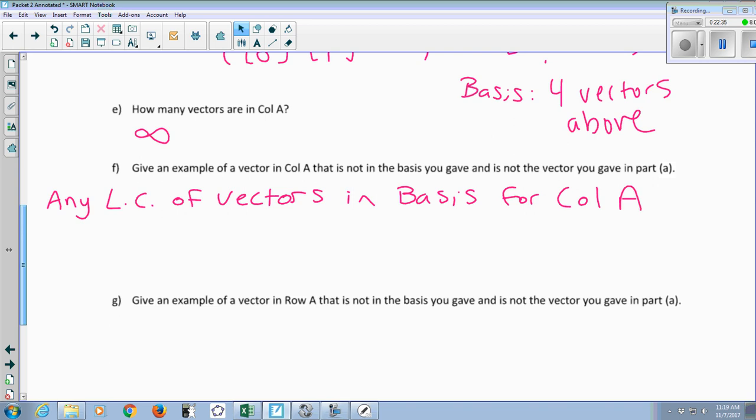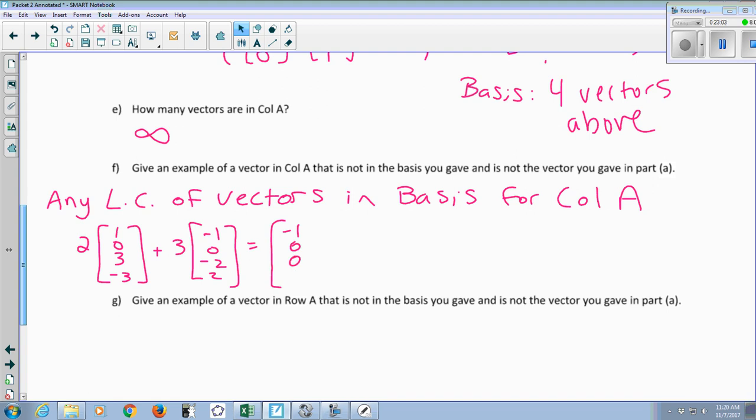So I might do 2 times 1, 0, 3, -3, plus 3 times -1, 0, -2, 2, right? I just randomly picked some vectors from the basis of col A, put some weights on them, and add them together. So I'll get 2 minus 3 is -1, 0, 6 minus 6 is 0, -6 plus 6 is 0. Yeah, I didn't mean to do that.